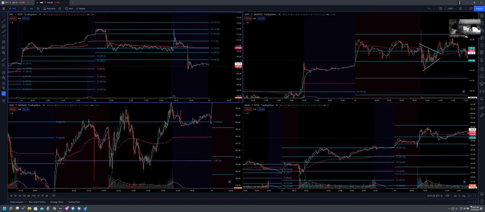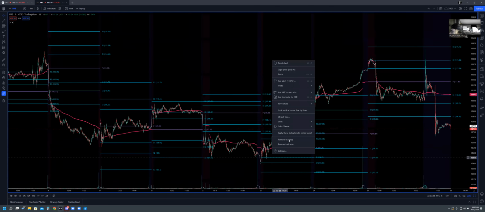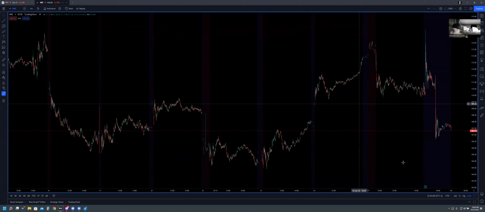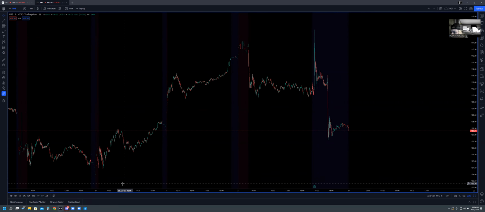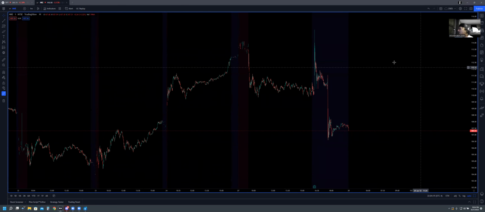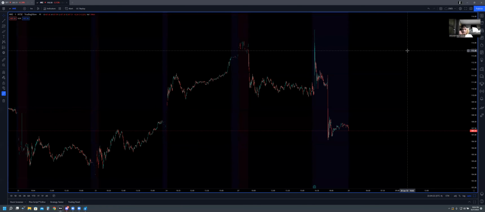Just gonna make one big chart here. I'm gonna remove all these indicators. So how many of you guys are familiar with pivot points? Let's see, where's the little chat box? Are you guys familiar with pivot points? No, I'm not familiar with that. Can you explain that? Yeah, so pivot points, it's an indicator on TradingView.